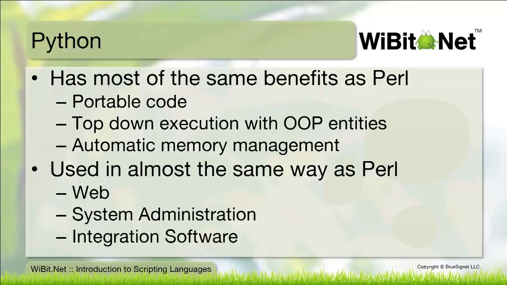Python has a lot of the same benefits as Perl does. The code is portable, with top-down execution, object-oriented programming entities, automatic memory management, that kind of thing. It's used in almost the exact same way as Perl for web, system administration, and integration of software.